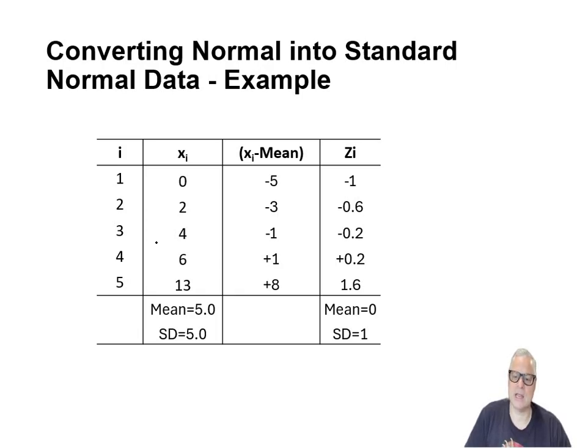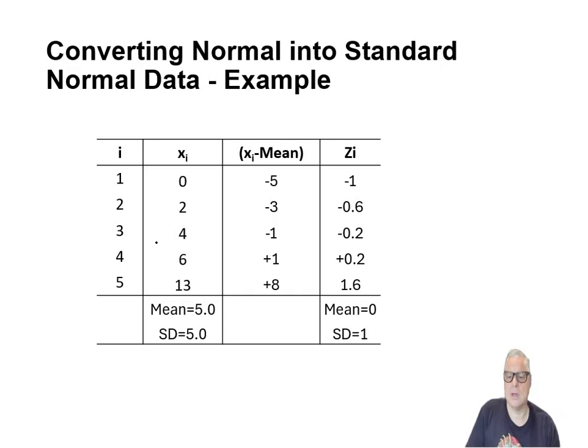Okay, then in the next column I subtract from every observation xi the mean, so 0 minus 5, negative 5, 2 minus 5, negative 3, 4 minus 5, negative 1, 6 minus 5, 1, 13 minus 5, 8. And then I take this difference and I divide by the standard deviation. So for the first observation of 0, I get a z-score of negative 1. That means that the 0 is 1 standard deviation below the mean of 5.